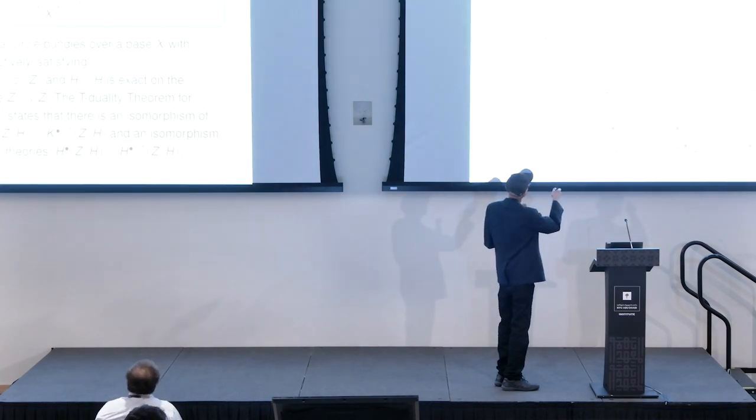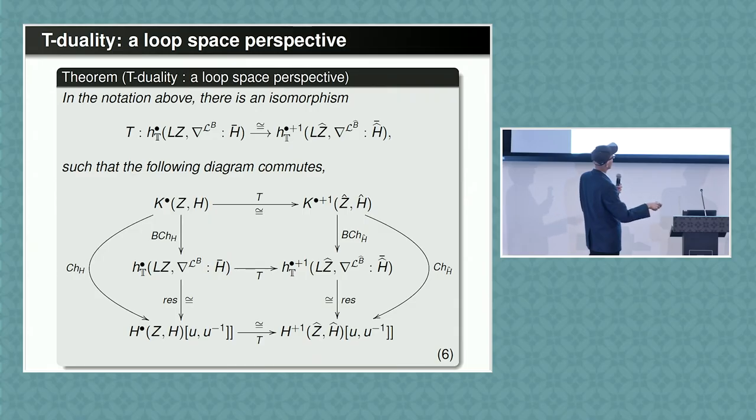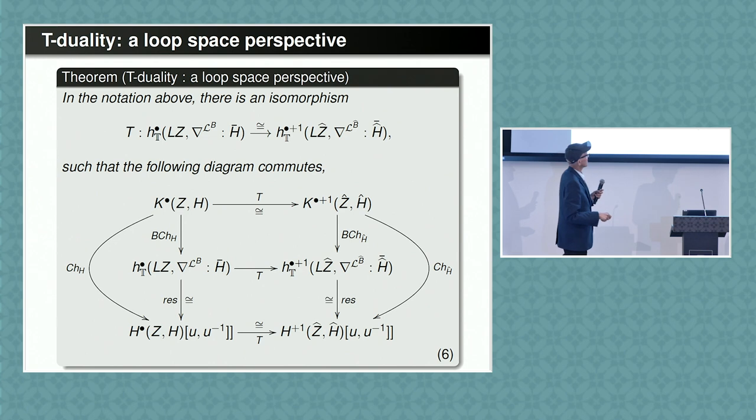This isomorphism was established in my paper with Bunke and Schick, and the same over here. Okay? And this is the Bismut twisted Chern character, which maps to the space, and this is the localization isomorphism. So, since this is an isomorphism, we can just lift it to define a map T in this way, in this horizontal arrow.